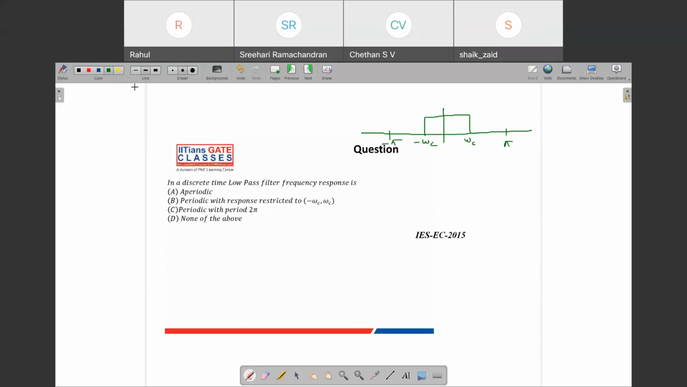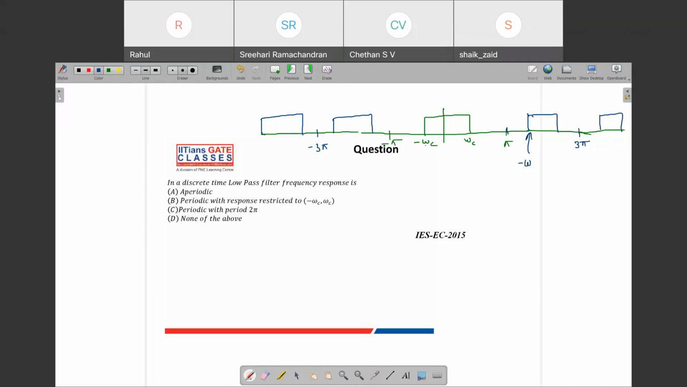Now, when you try to plot it from minus infinity to infinity, as I told, this is going to be periodic with period 2 pi. So you'll see it like this and like this. This side also, and here also. So this is pi, this is 3 pi, this is minus 3 pi. Now this is omega c. So this is going to repeat after 2 pi.